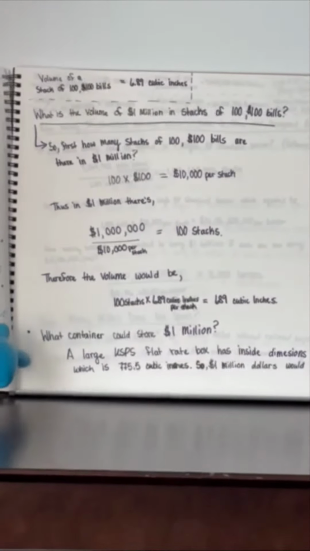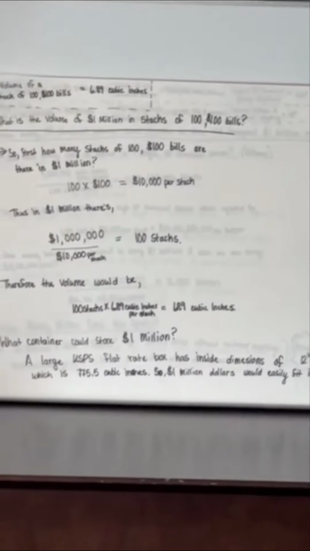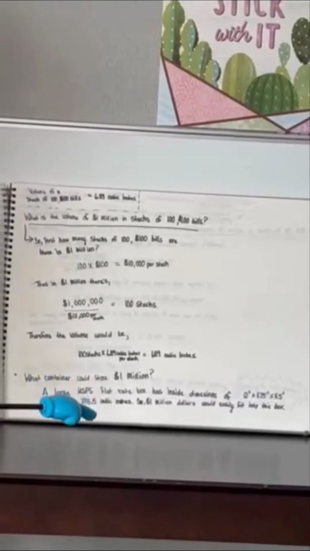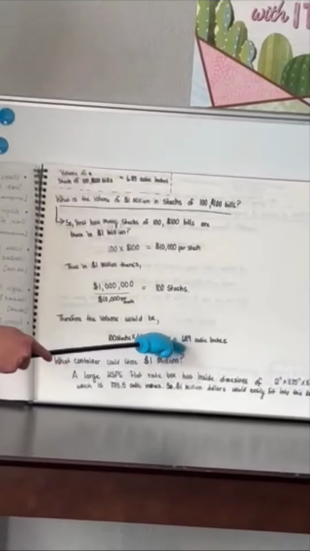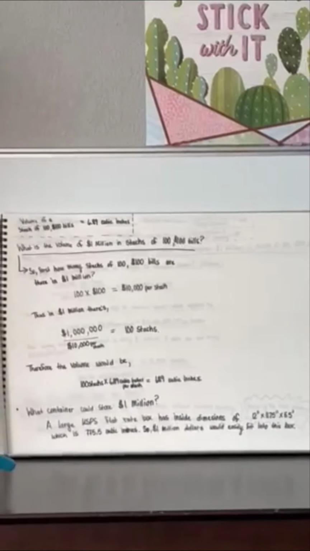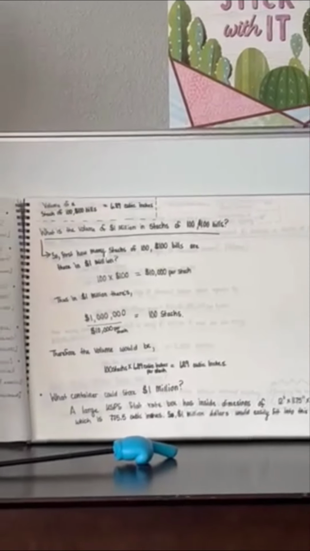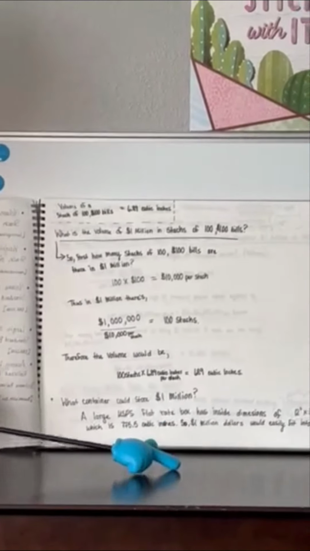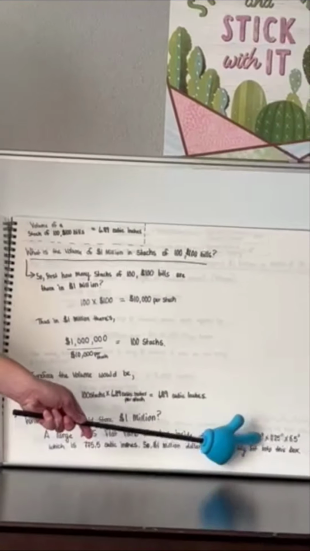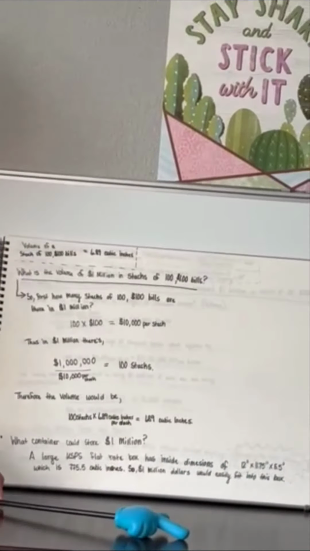Okay, so now what container could actually store that $1 million? Well, all we need to do is find a container that has a volume that is larger than 689. Through some research, I found that a large USPS flat rate box has inside dimensions of 12 inches by 12 inches by 11.75 inches by 5.5 inches.